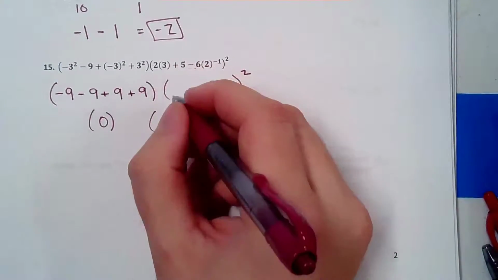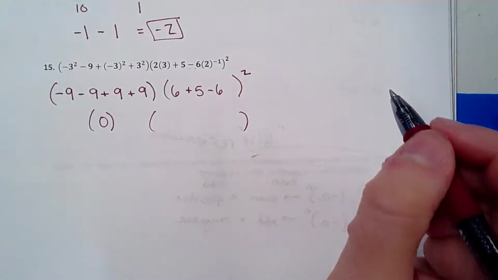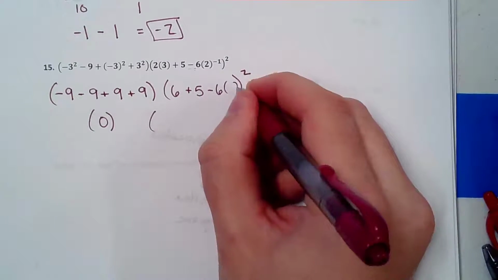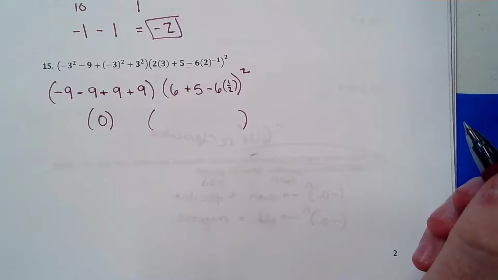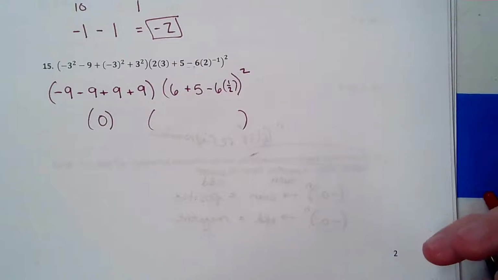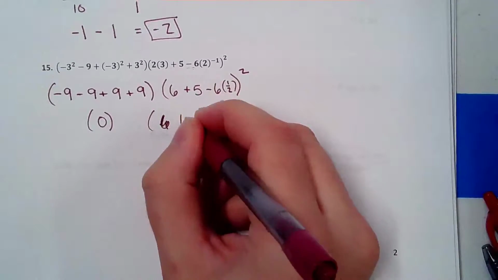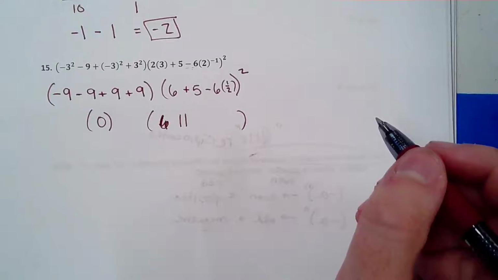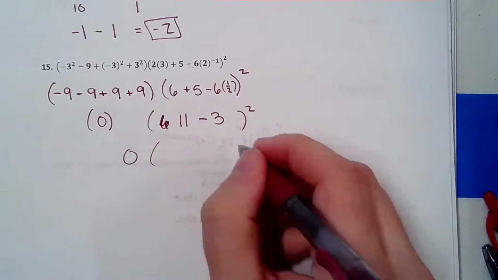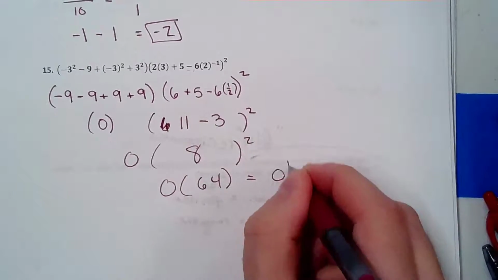This part over here, 2 times 3 is 6, plus 5, minus 6 times 2 to the negative first. What do negative exponents do? They flip it, so it's not times 2, it's actually times a half. That's what negative first power means, it just flips it. You don't have to square it or anything later. It's negative first. So we have 6 plus 5, well that's going to be 11. What's negative 6 times a half? Half of negative 6? Negative 3, right? So I've got to square it when we're done. So we have 0 times 11 minus 3, which is 8, squared. So we have 0 times 64, which of course is still 0.